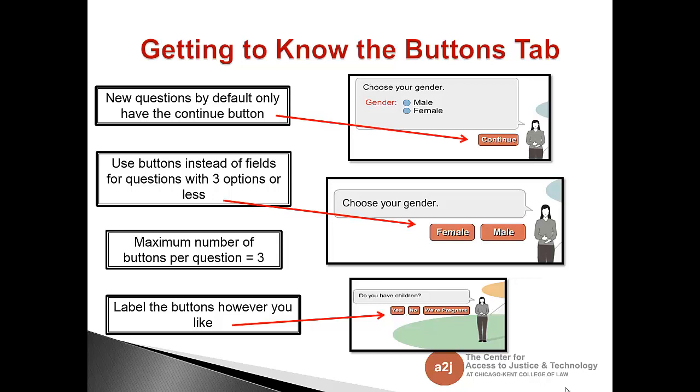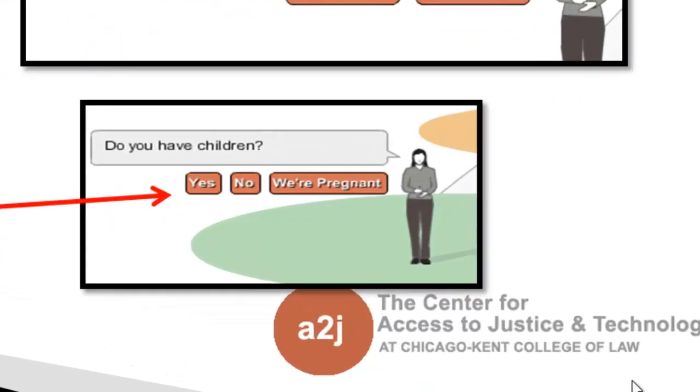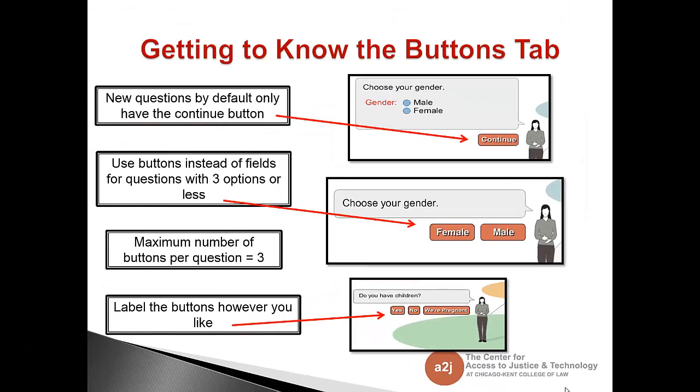And you can label your buttons however you like. You don't have to use yes, no, continue, next. You can use any phrase you'd like. So at the bottom question here, I have, do you have children? Yes, no, or we're pregnant. And each one of those answers would take us to a different spot in the questions.